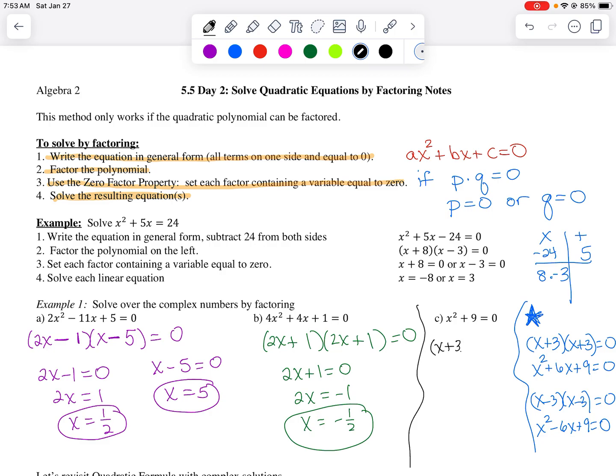This is x plus 3i times x minus 3i. Okay, just write it down for now, and then I'll work it out in a moment for you. So this gives me x plus 3i equals 0, x minus 3i equals 0.